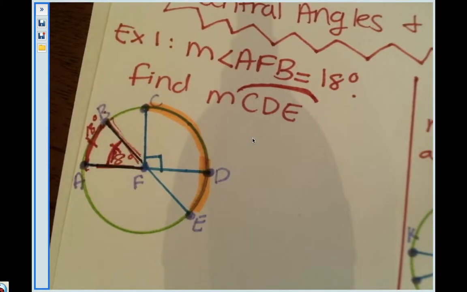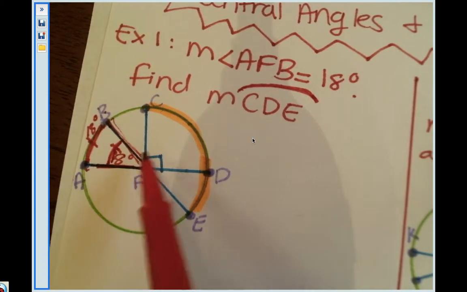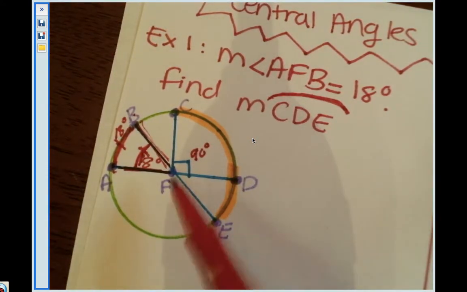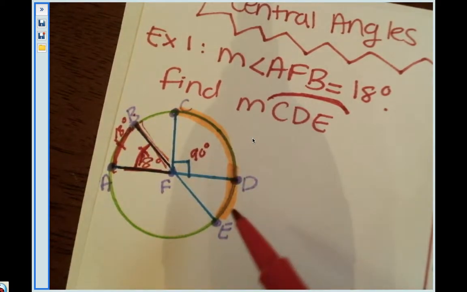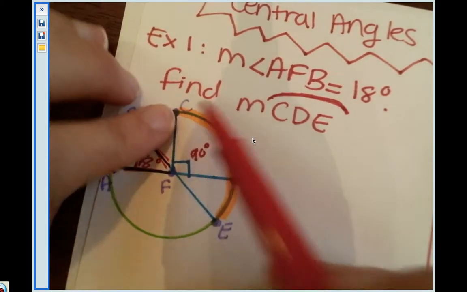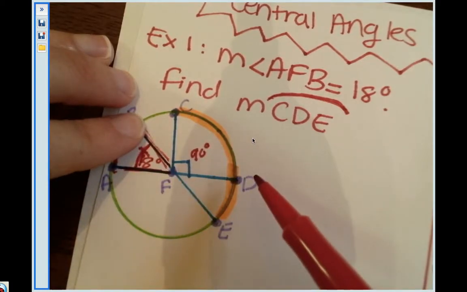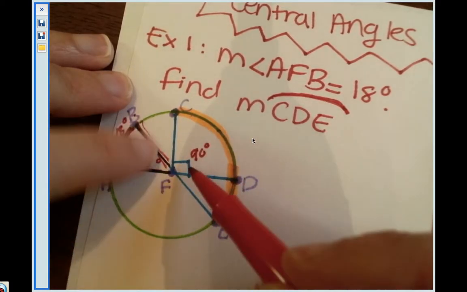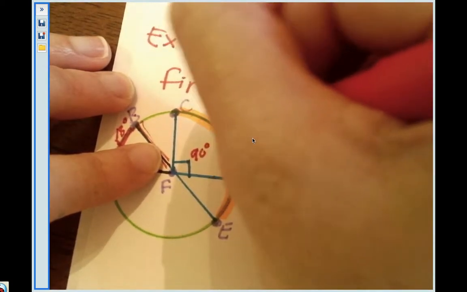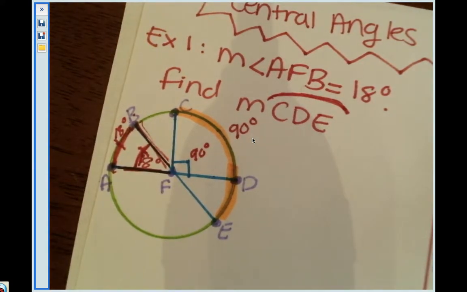Okay, so let's see if we can use that same principle to help us ultimately find arc CDE. Currently, do you guys spot this angle right here? I have a right angle, I have a little box drawn, which means that this is a 90-degree angle. And the arc that's intercepted by the angle, or the arc that starts and ends at angle CFD, is arc CD. So if this is 90, that means this arc is also 90 degrees. Cool, right? So we're getting closer.